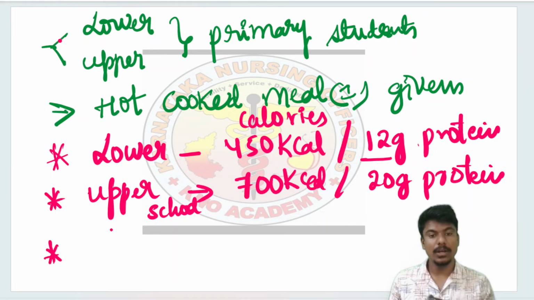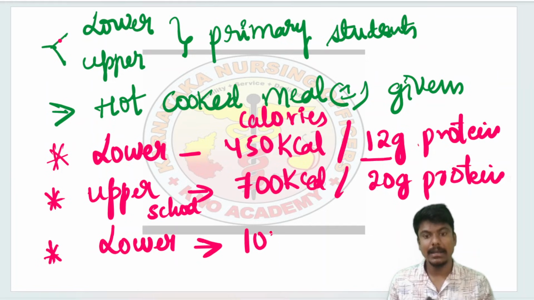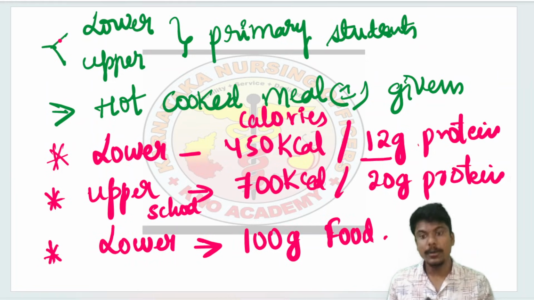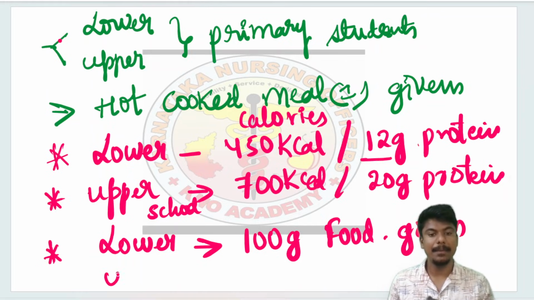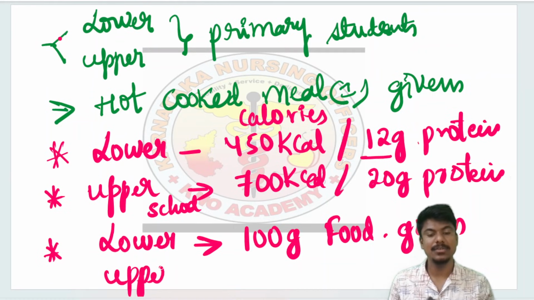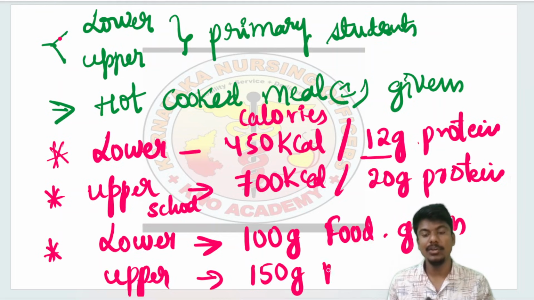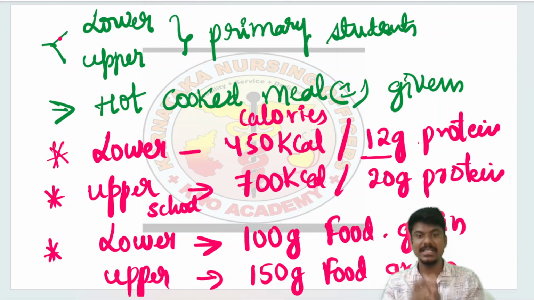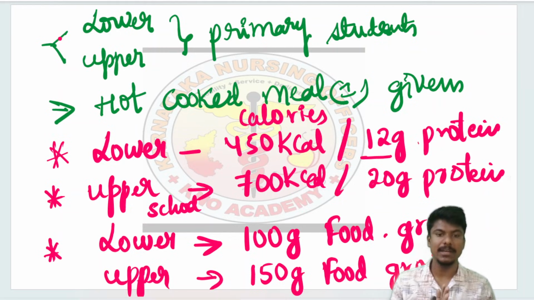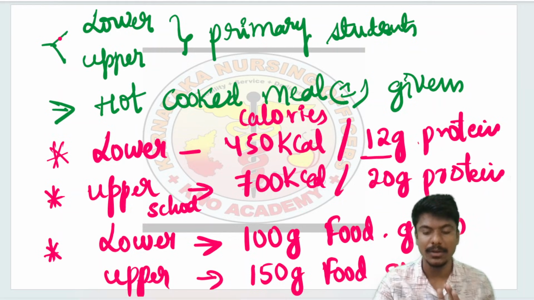And for lower primary school children, they will give 100 gram food grains to meet the protein need, and for upper primary school children they will give 150 grams of food grains. School going children are in the development phase, so they require more protein and more calories. All this is given from this program.